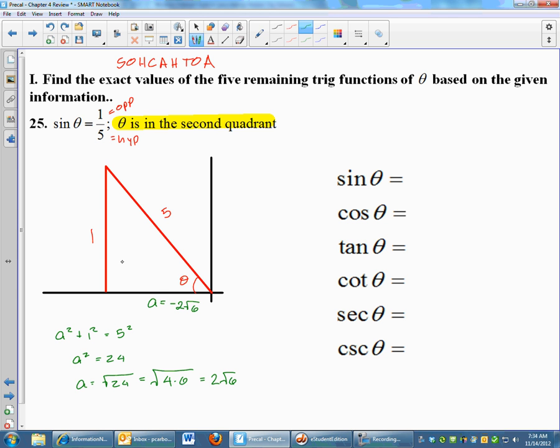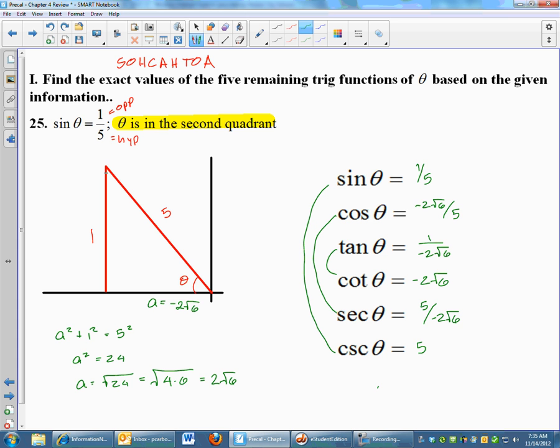Now we do have all 3 sides, and we can go from that to answer the 6 trig functions. Sine is 1/5. That was given to you. Cosine is adjacent over hypotenuse, which will be negative 2 root 6 over 5. Tangent is opposite over adjacent, which is 1 over negative 2 root 6, and I'm not going to rationalize that. Cotangent, you simply flip tangent. Once you get those first 3, the last 3 are easy. Negative 2 root 6 over 1. Cosine and secant are reciprocals, so this will be 5 over negative 2 root 6. And sine and cosecant are reciprocals, so 1 over 5 flips to 5 over 1. So there are the 6 trig functions.